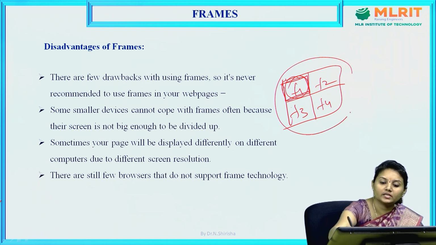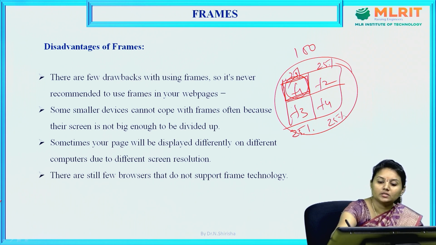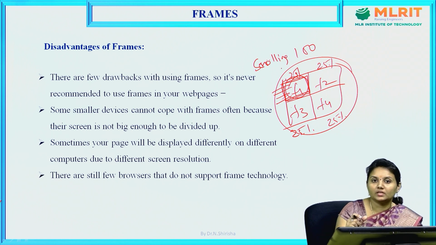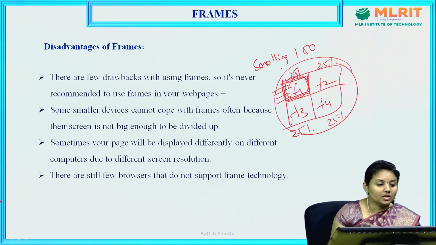If you take the entire thing as 100%, you have to give 25% to frame 1, 25% to frame 2, 25% to frame 3 and the remaining to frame 4. When you divide 100% into 25% each, the visibility of the content you want to display needs scrolling. When there is scrolling, each and every line you have to scroll and check. Therefore, that is one of the drawbacks.